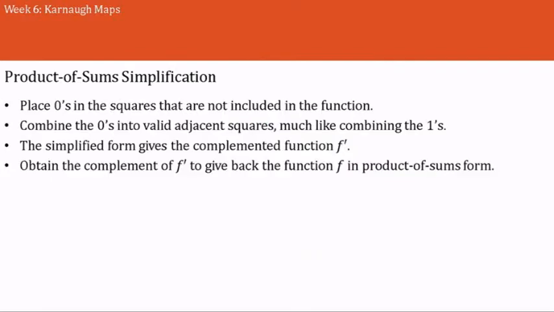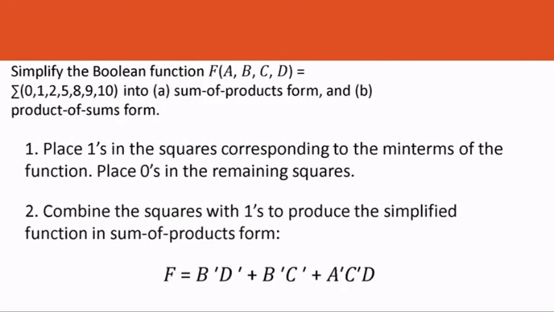Okay, and as for the product of sum simplification, this is our procedure. First, you have to place 0 in the squares that are not included in the function. And combine the zeros into valid adjacent squares, much like combining the ones. So the simplified form gives the complemented function, and obtain the complement of f prime to give back the function f in product of sum form. And to simplify the Boolean function, let's say we have this problem.